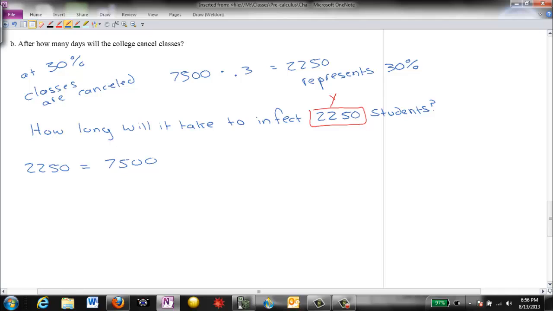7,500 in the numerator. Actually, I'm going to move this over because we're going to need some room. So we have 2,250 equals 7,500 over 1 plus 7,499 times e to the negative 0.9t, right? So this one's different from the first one in that we're not solving for y anymore. We're trying to solve for t, which is buried in this complicated expression that we have. But not to worry, we have all the tools that we need to be able to get t all by itself and find out how long this is going to take.